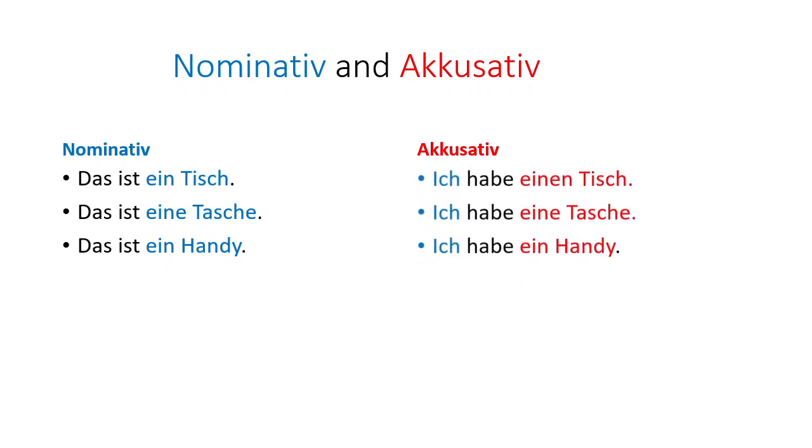Das ist ein Tisch. Here ein Tisch is nominative because this is the sein verb ist. Und ich habe einen Tisch, we put einen because einen is accusative. This is the object here, and ich is nominative in this.